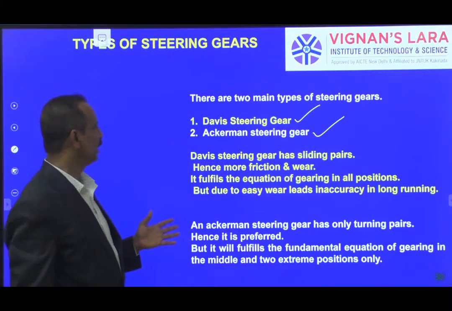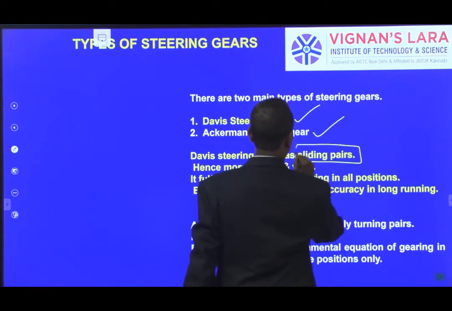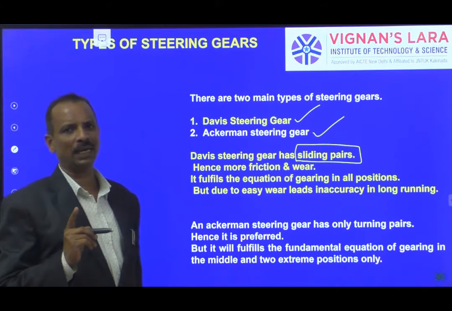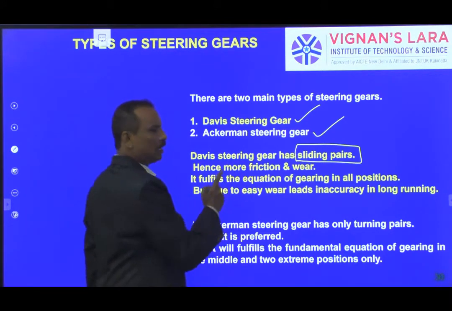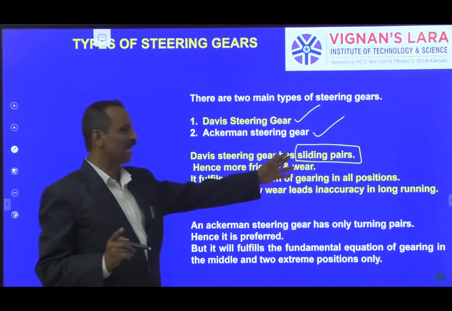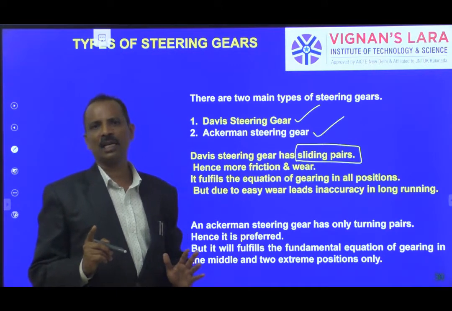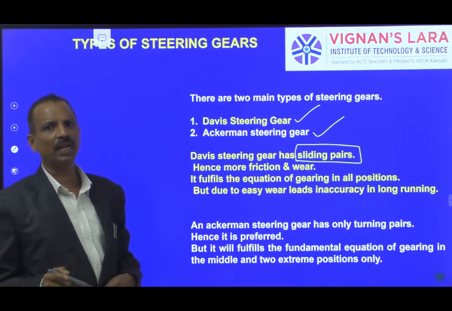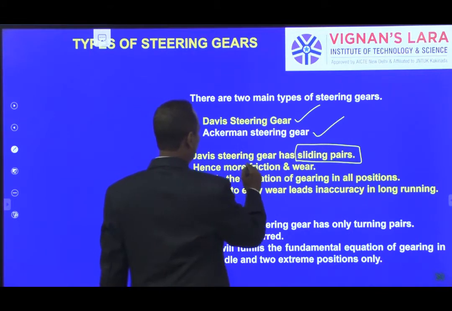In the Davis steering gear we have sliding pairs. We discussed in the first unit that there are two basic types of pairs, turning pairs and sliding pairs. Here in the Davis steering gear, the kinematic pairs are sliding pairs. When there is a sliding pair, naturally there is a surface contact between the two machine members, where there is more wear and tear. When there is more wear and tear, there will be more friction. That is why you can see more friction here.